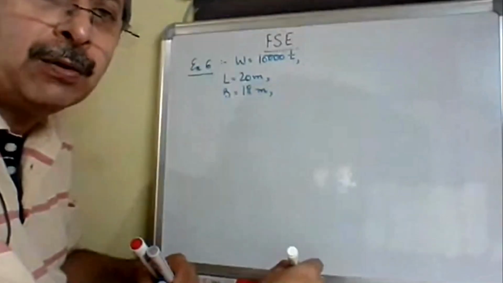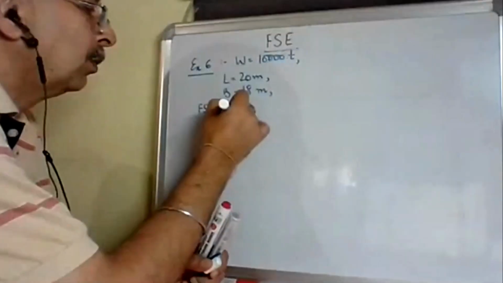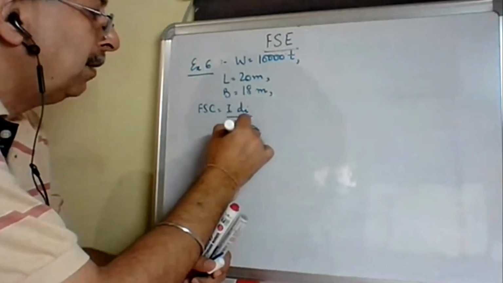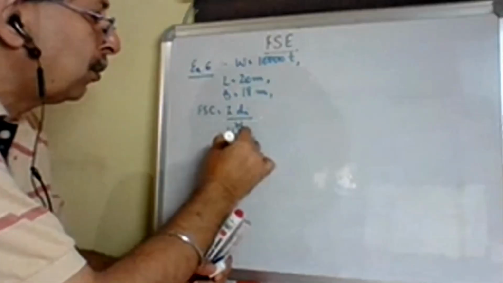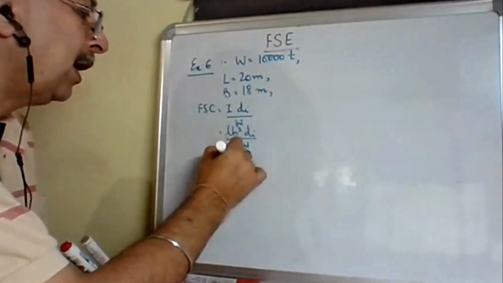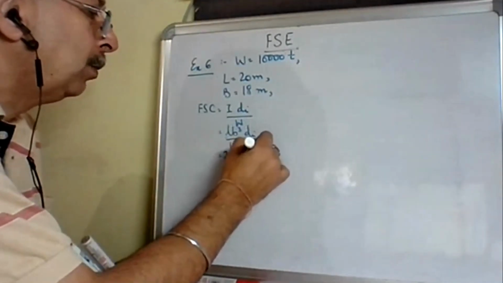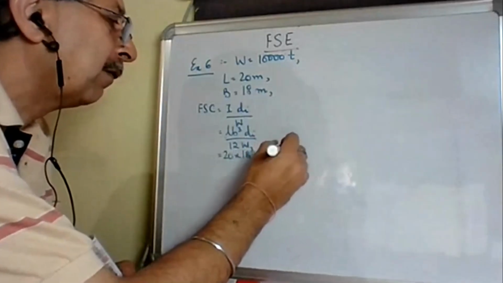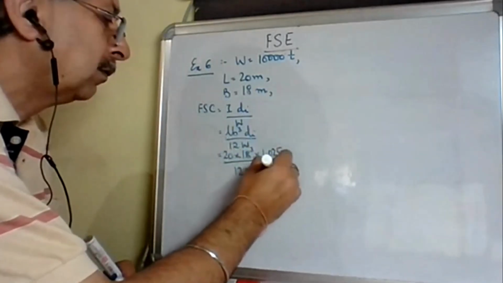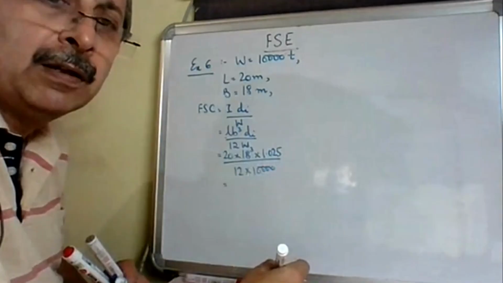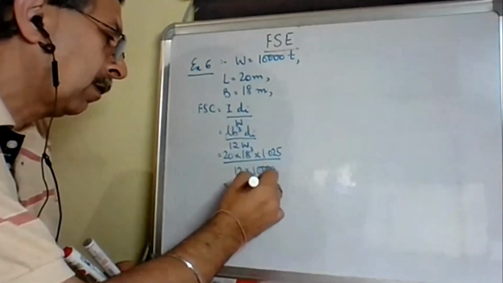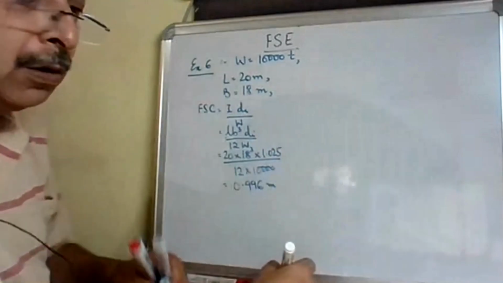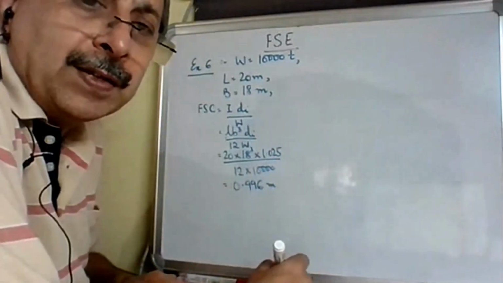So this is very simple to calculate. FSC will be equal to IDI upon W, and I is nothing but LB cube into DI upon 12W. So length is 20, breadth cube is 18 cube, density of liquid inside salt water, so 1.025 divided by 12 into 10,000. That will give me my free surface correction. That is 0.96.